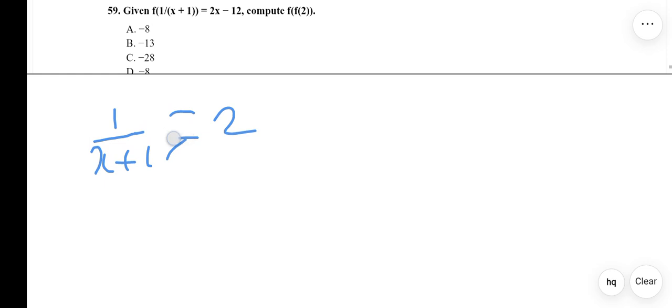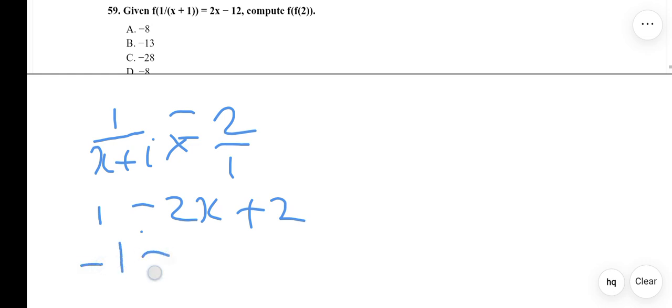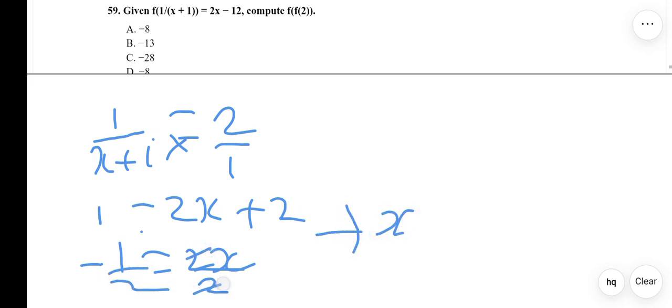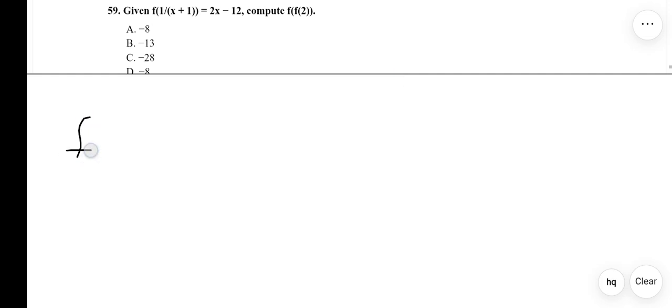So I'll first multiply this with 2 all over 1. So that is 1 times 1 is equal to 2 times x, 2x, 2 times 2, 2. So I'll take this 2 to the other side, it will become minus. So that will be 1 minus 2, which is minus 1, is equal to 2x. Then I'll divide both sides by 2. So at that point, my x is equal to minus 1 all over 2. So if I want to get my f of 2, I have to set my x to be minus 1 all over 2.